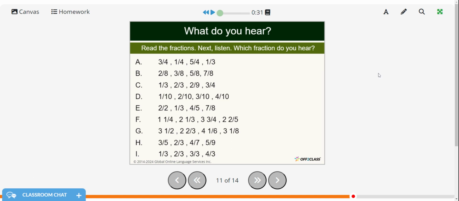All right, I'll play it again, and this time I will underline the answers so that you can check your answers. 3/4. 5/8. 2/3. 1/10. 2/2. 1 1/4. 3 1/2. 4/7. 2/3.